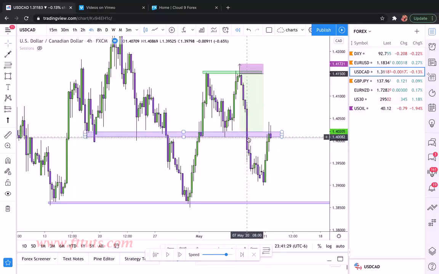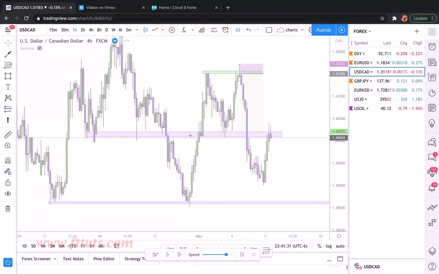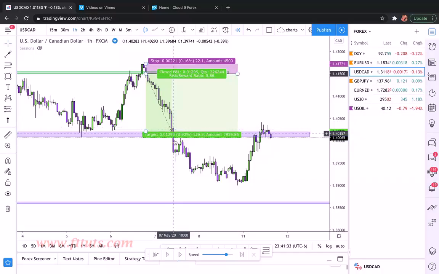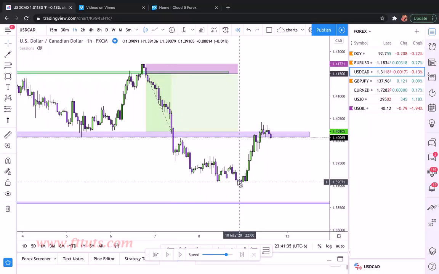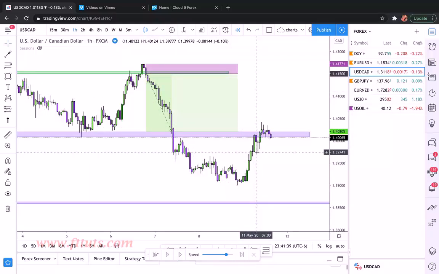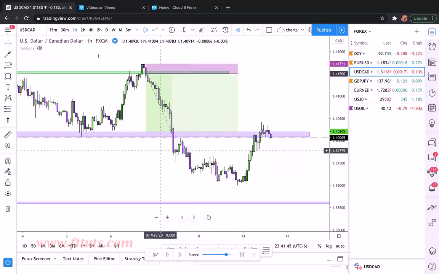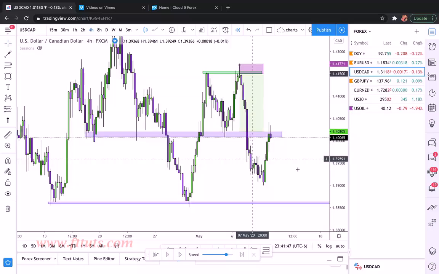So it tested here. Let's go on the lower time frame and make sure that was a test. Yeah, so it tested here, went down, but since it's been falling and since it had a huge impulse, it's going to correct, right? So it can test twice on the zone, or it can test once and go to the major low. So that's something you have to anticipate.